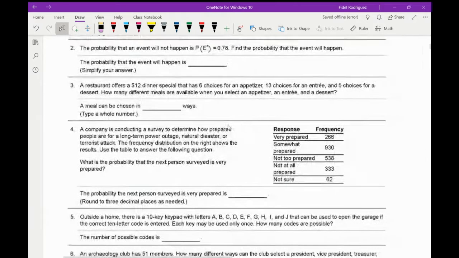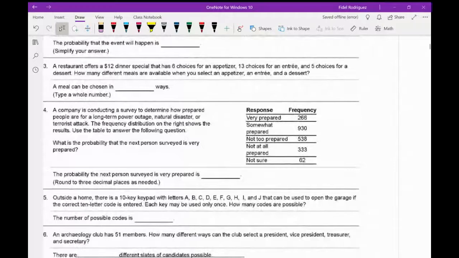No. So number 3, look what it tells us. It says a restaurant offers a $12 dinner special. It has 6 choices for an appetizer, 13 choices for an entree, 5 choices for a dessert. Can you all hear me? Yes. Okay. So it says a restaurant offers a $12 dinner special that has 6 choices for an appetizer, 13 choices for an entree, 5 choices for a dessert. How many different meals are available when you select an appetizer, an entree, and a dessert?